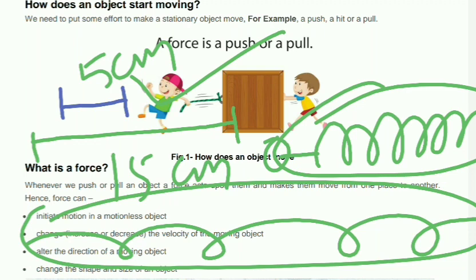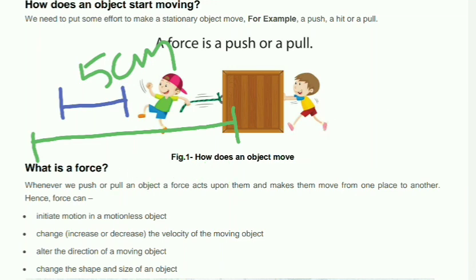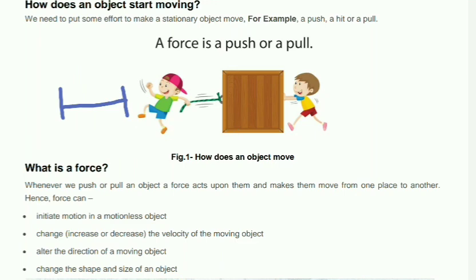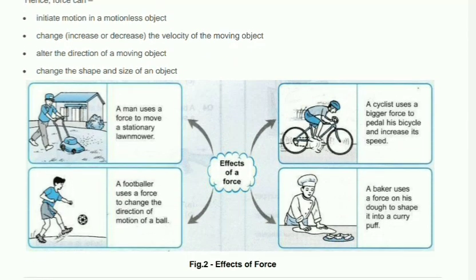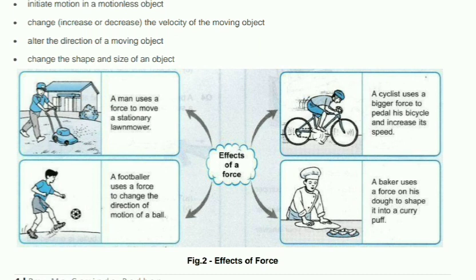Okay, so by applying force we can initiate motion in a motionless object, we can increase or decrease the velocity of the moving object, and we can alter the direction of the object. Also we can change the shape and size. Clear to everyone? Now let's have a look at another example, effects of force. Here you can also clearly understand.